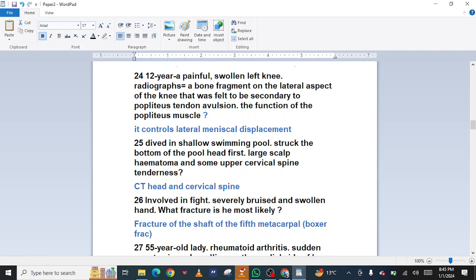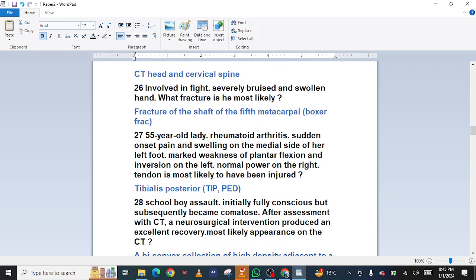25. Shallow swimming pool. Struck the bottom of the pool head first. Large scalp hematoma and some upper cervical spine tenderness. CT head and cervical spine. 26. Severely bruised and swollen hand. What fracture is he most likely to have? Fracture of the shaft of the 5th metacarpal.